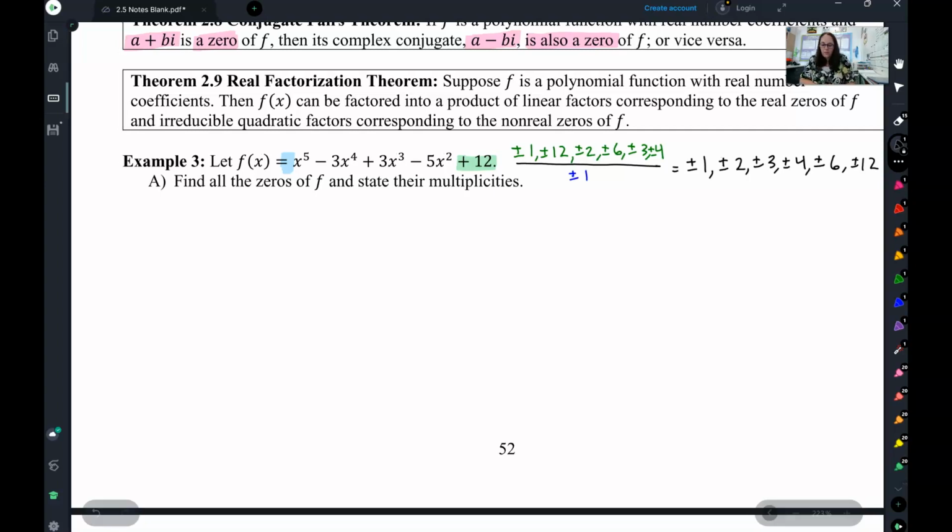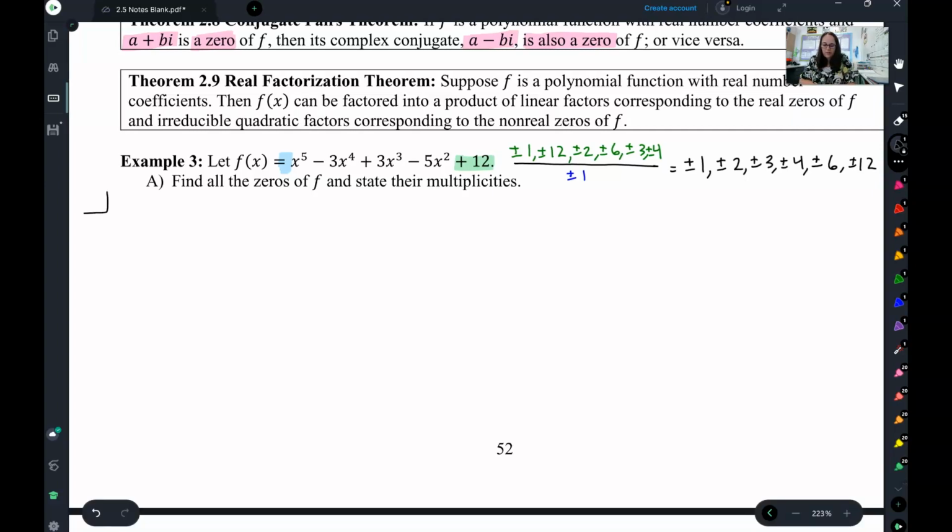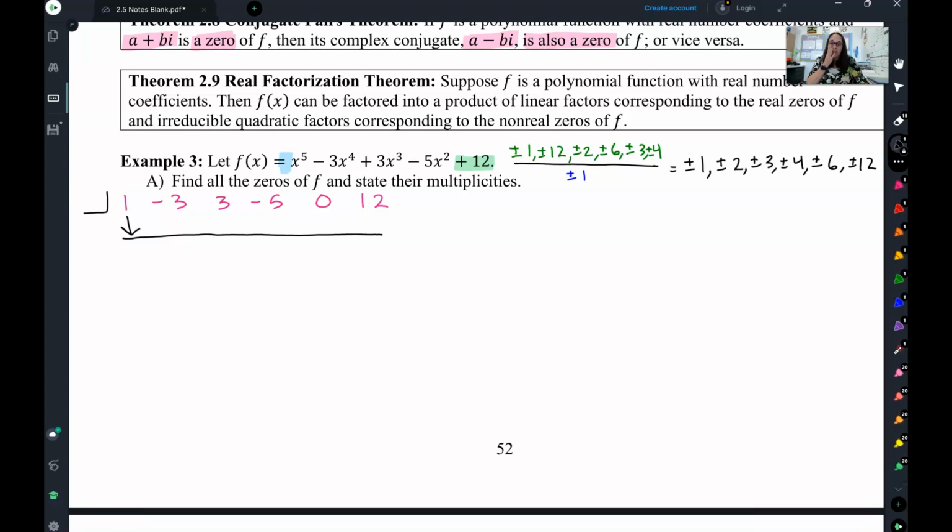And we can now start with our synthetic division. So I am going to have you pause the video at this point. Don't forget your placeholder in your synthetic. And I want you to try out our list of possibilities until you find one that works. Use that one to write out your multiplication statement, and then come back to check your multiplication statement to see how you did. Ready, go.